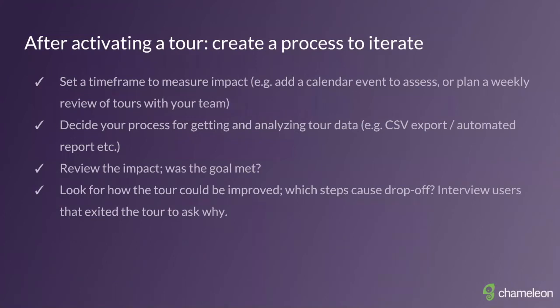You can do this quantitatively based on the data and say, okay, this step is causing drop off, or this overall tour completion is 70%. We want to move it to 80%. Where can we improve that? You can also interview users that might have exited the tour to ask what caused them to exit, or take a survey of users to see if they were finding the tours helpful. Fullstory, as I mentioned, may also provide some insight into why people are dropping off.